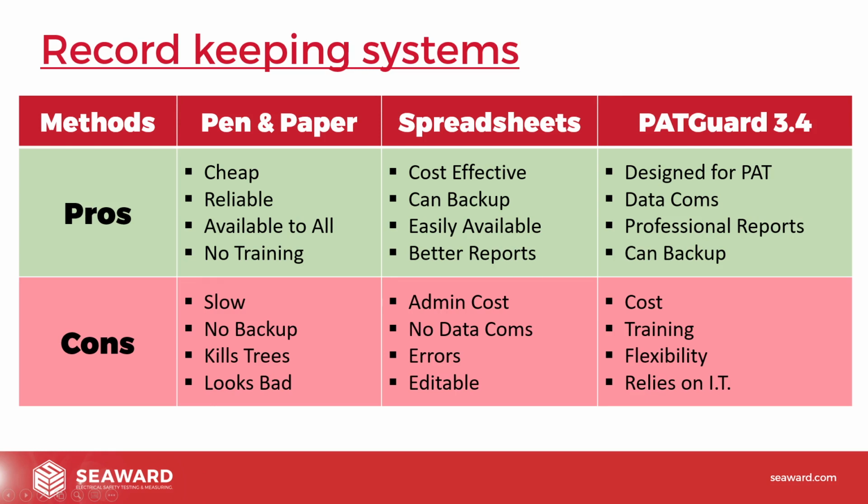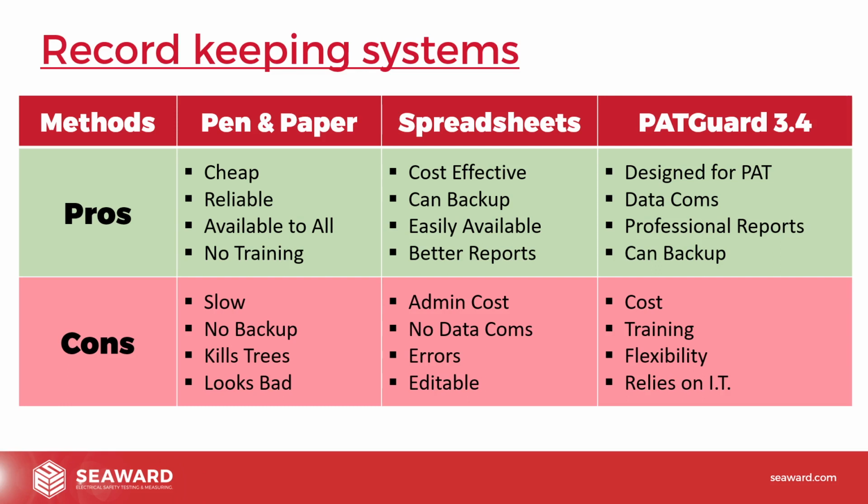So pen and paper, you've got to admit, it's cheap. It's really cost effective. Everybody's got some means of pen and paper around. So really the initial startup costs are massively low and really accessible. You can just go and get that and you're away. It's reliable. Record keeping systems using pen and paper are reliable. You're not going to have the battery run out on your pen, or any problems with connecting to Wi-Fi or anything like that. It's reliable.